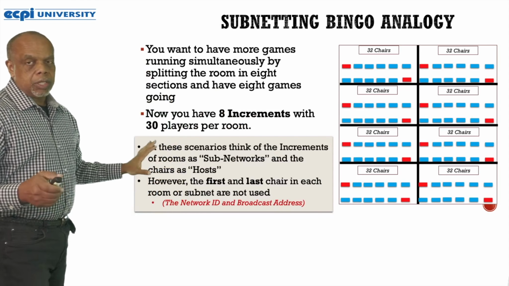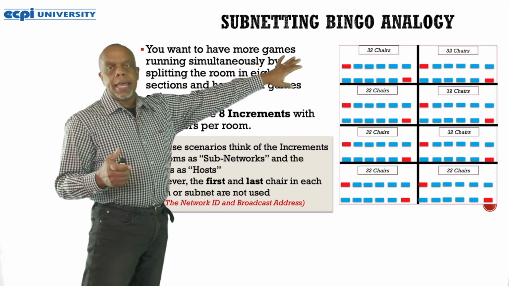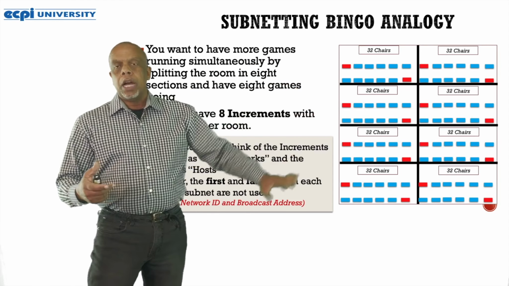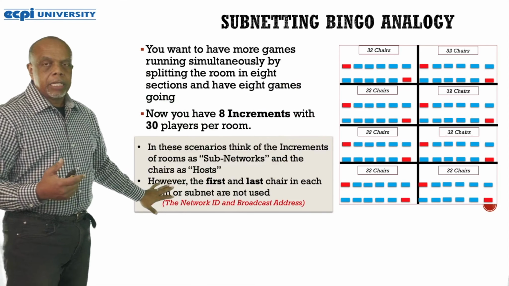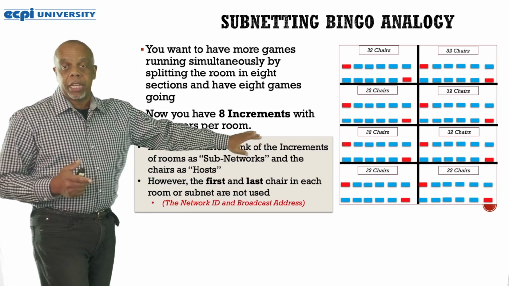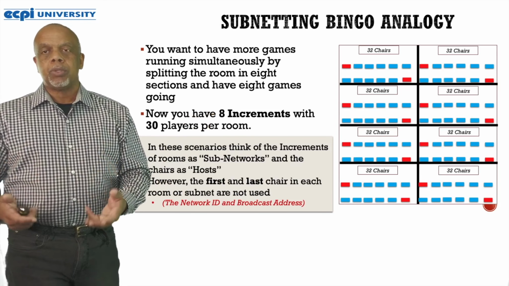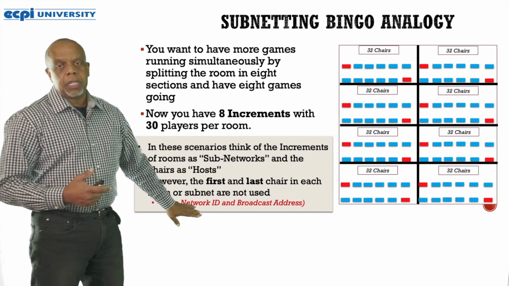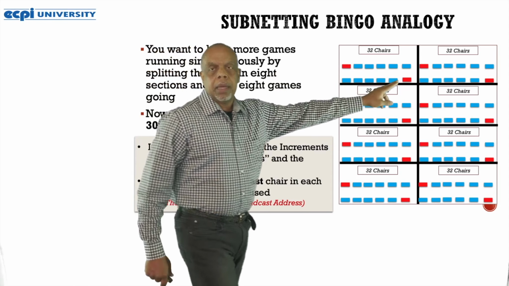So what you see we've done in this scenario, we've subnetted the rooms. Think of the rooms as subnetworks, and think of the chairs as hosts, as we take this analogy into the world of IP addresses. Just like in our scenario, in the world of IP, the same thing exists. The first and the last chair, or the first and the last IP address of every subnet, can't be assigned as a host. In the IP world, we call the first one the network ID, and the last one is the broadcast address.